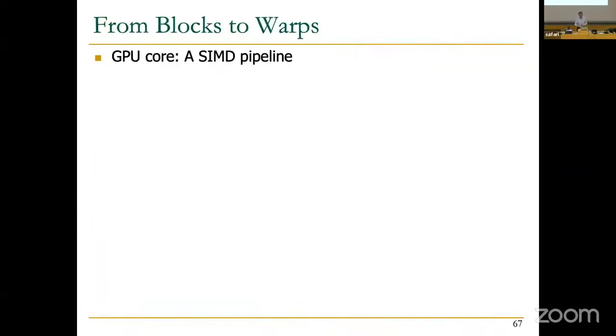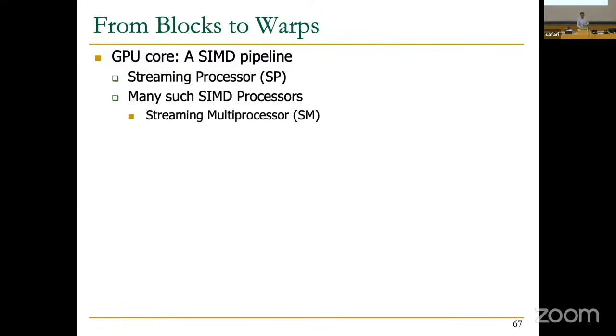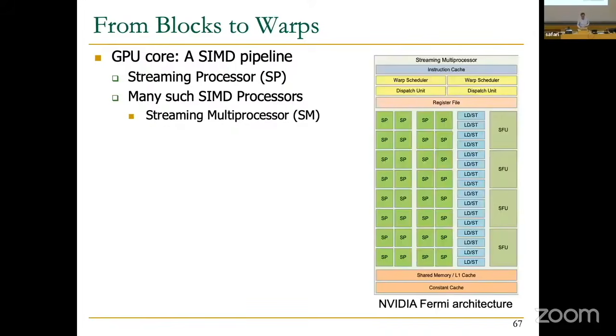Okay, so let's talk about these blocks I mentioned. How do you get from blocks to warps? If you look at a GPU core, it's essentially a SIMD pipeline. In a modern GPU, it's called a streaming processor. Again, you may hear these terms. They're fancy terms, but essentially, a streaming processor is a SIMD pipeline. And a modern GPU has many such processors. It's called a streaming multiprocessor. I'm going to show you a breakdown of old and new GPUs soon. But it looks like this.